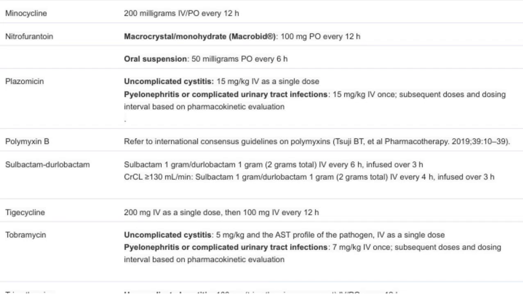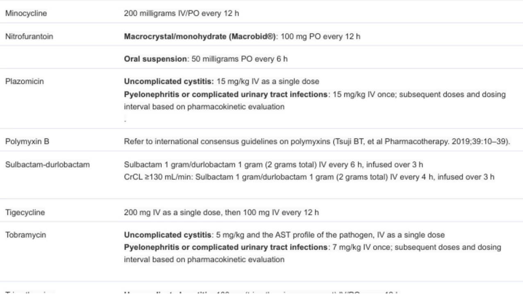First, minocycline is administered at 200 milligrams either IV or orally every 12 hours, offering flexibility depending on the clinical setting. Moving on, nitrofurantoin, specifically the Macrobid formulation, is given at 100 milligrams orally twice daily. But for those who need a faster onset or can't tolerate oral meds, there's an oral suspension option at 50 milligrams every 6 hours.